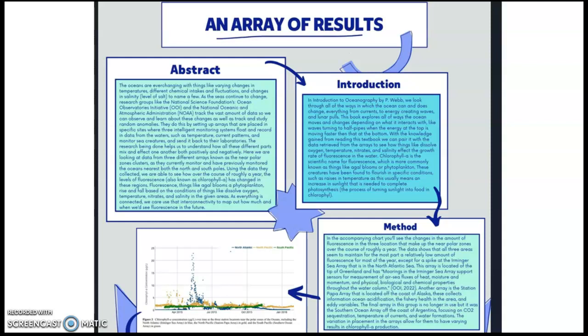and then you have the Station Papa Array, relatively straightforward. It does have minor fluctuations along the way with a bit of scattering near April, and then you have the Southern Ocean Array, which just tends to be a straight line right across.